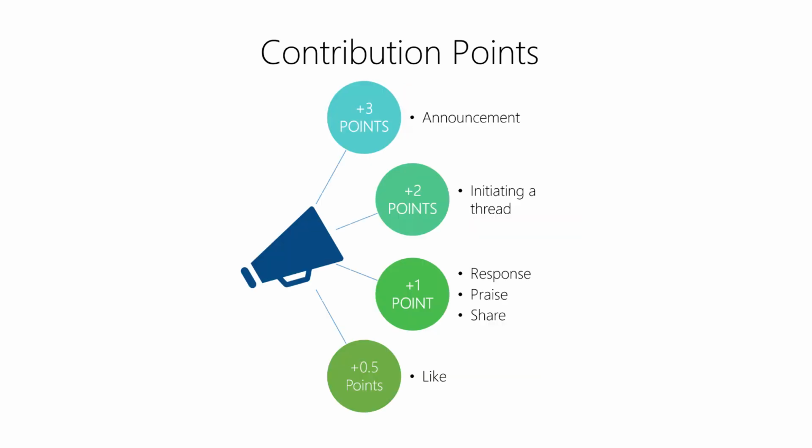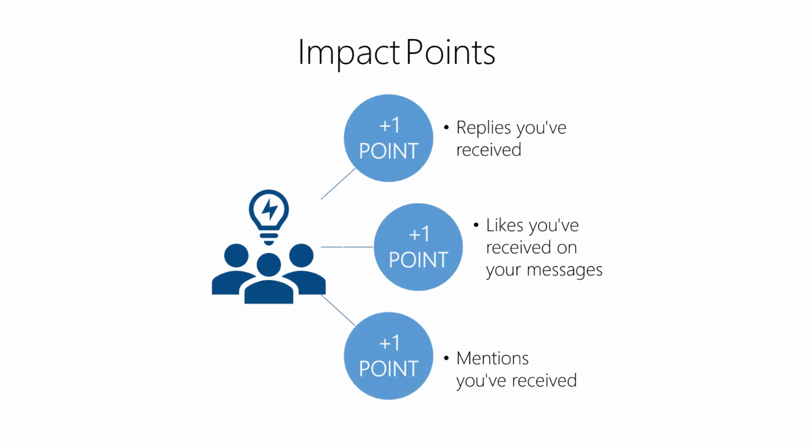Next up is contribution points. So we assign a weighting to this. If you are making announcements or starting threads, you'll be getting more points, and we can see that here, 3 points, 2 points, and then we devalue likes, so they're only worth half a point. So for users who are just going on and liking everything, there's not as much value placed on those sort of actions.